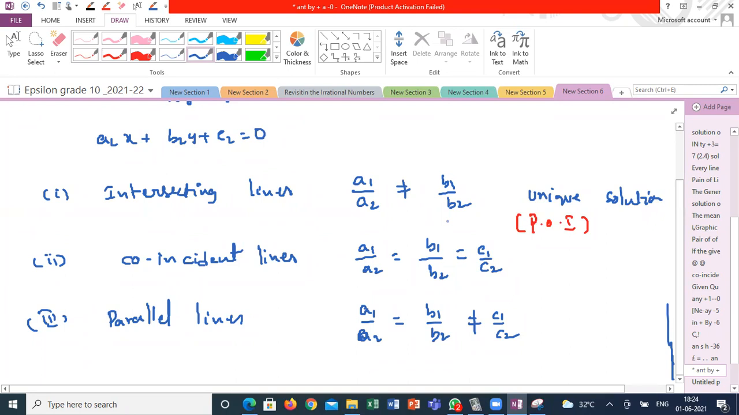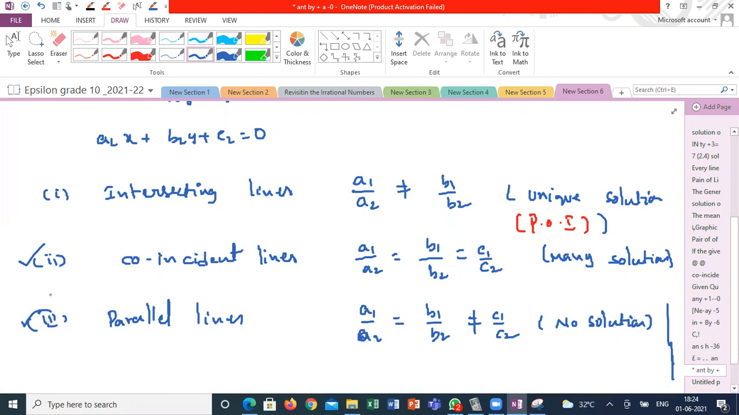Second case is coincident lines, that is many solutions or infinitely many solutions. Parallel lines, no solutions. These are the three possible ways. Without solving the question, we can conclude the answer. Suppose any given data is the second case or third case, without solving the question, you can say many solutions for the second case, no solution for the third case.